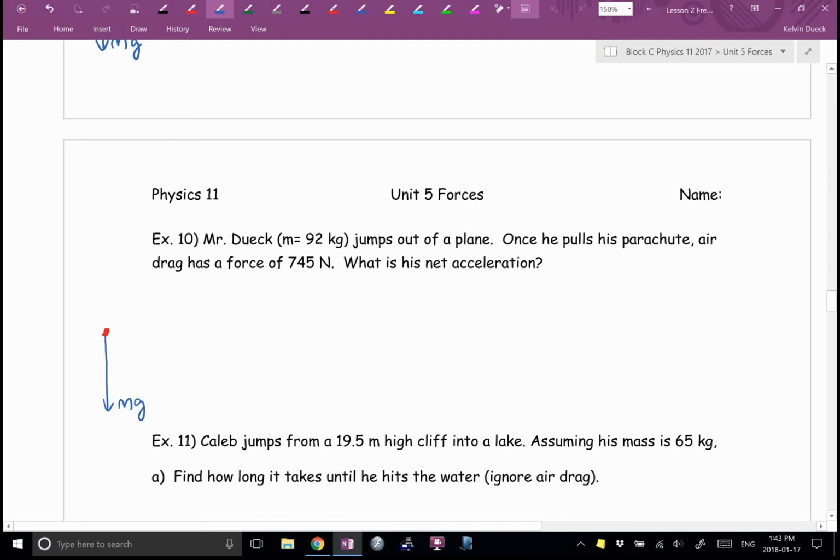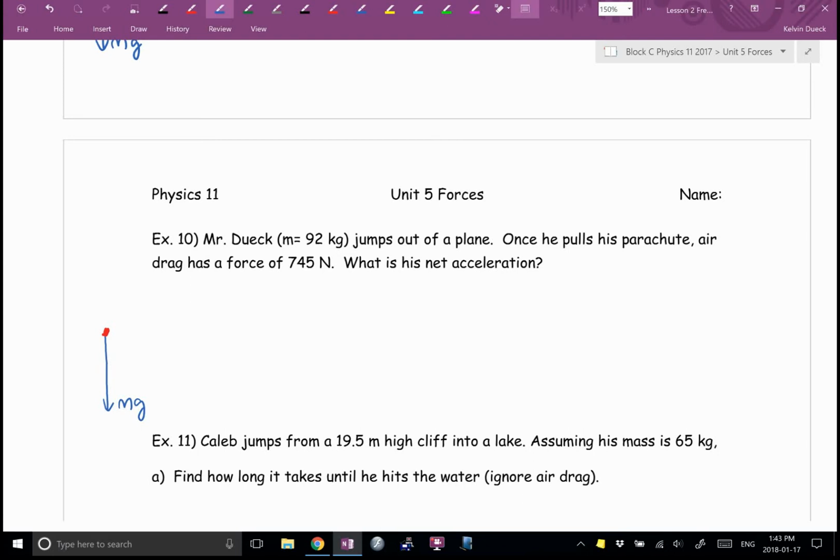What else? Read the question. Air drag. Which way? Up. Bigger, smaller, or the same size as mg? I'm not sure. You know what? Very quickly, calculate mg. Can you go 92 times 9.8 on your calculator? This is how I figured this out really quickly.